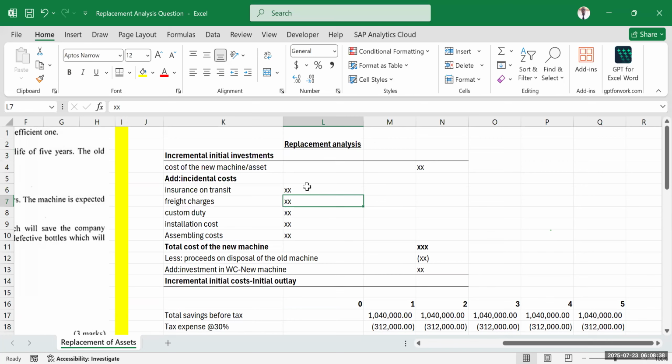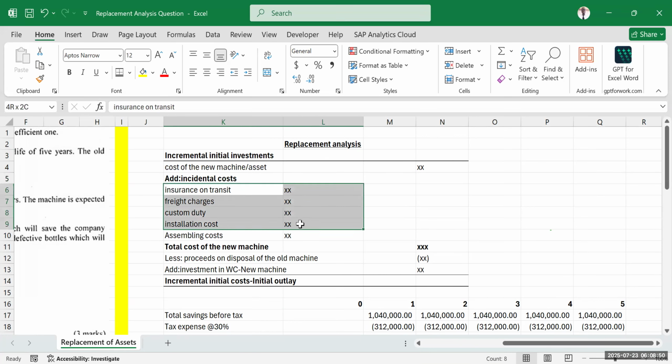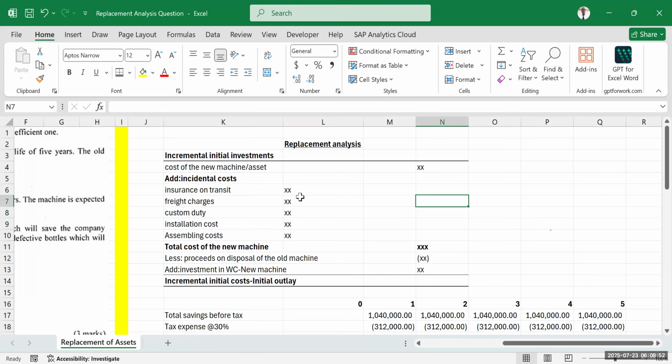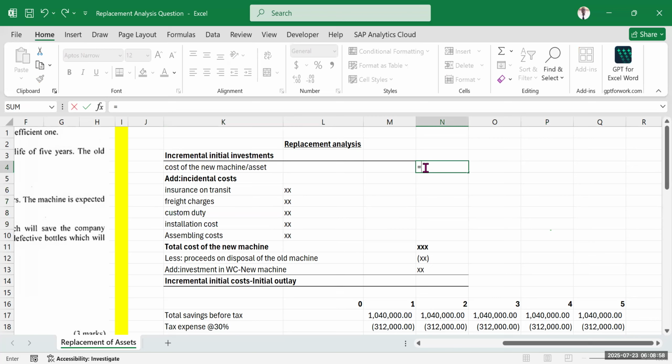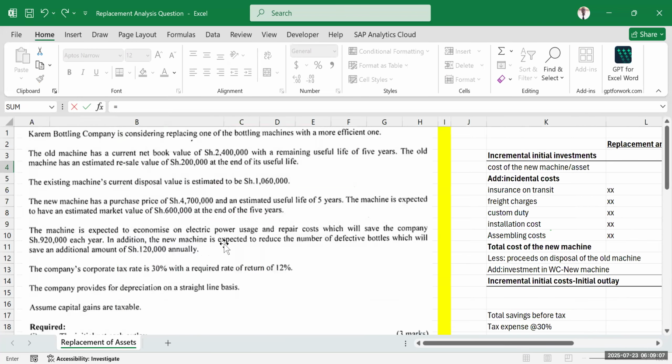So, cost of the new machine. How much do we spend? I just want to replace whatever I wrote here using figures. I don't want to interfere with this format. I know we don't have all these elements, but in case you meet them next time, you will know the treatment. So I just want to use this format we had written to compute the total initial or incremental initial costs.